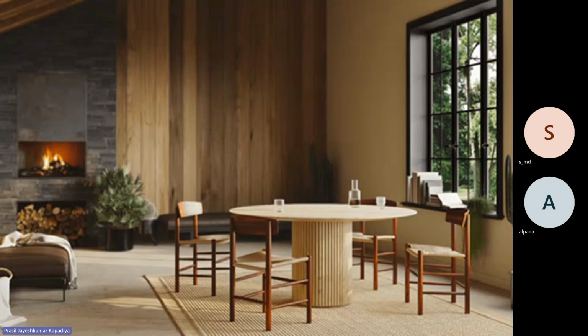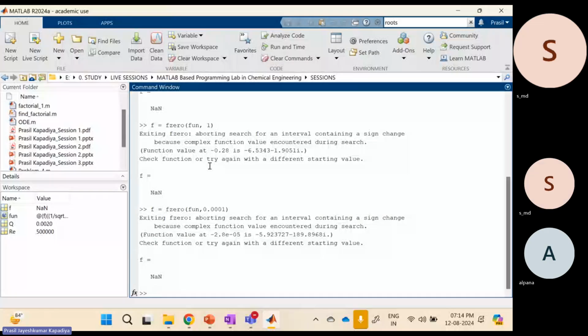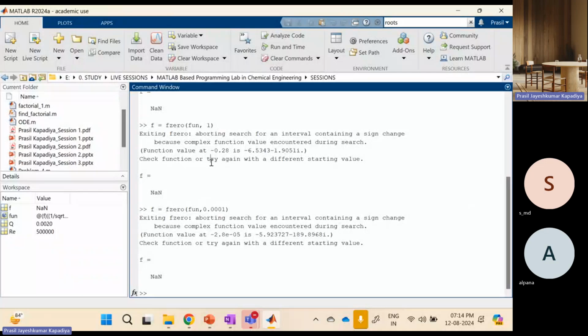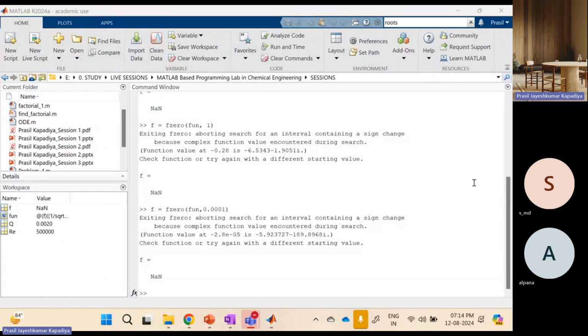Okay, so, I guess we have made some mistake in defining the function, as far as I am understanding. Let's check it again, because the problem statement is clear. The problem statement is correct, so let's check if we have defined it correctly or not.